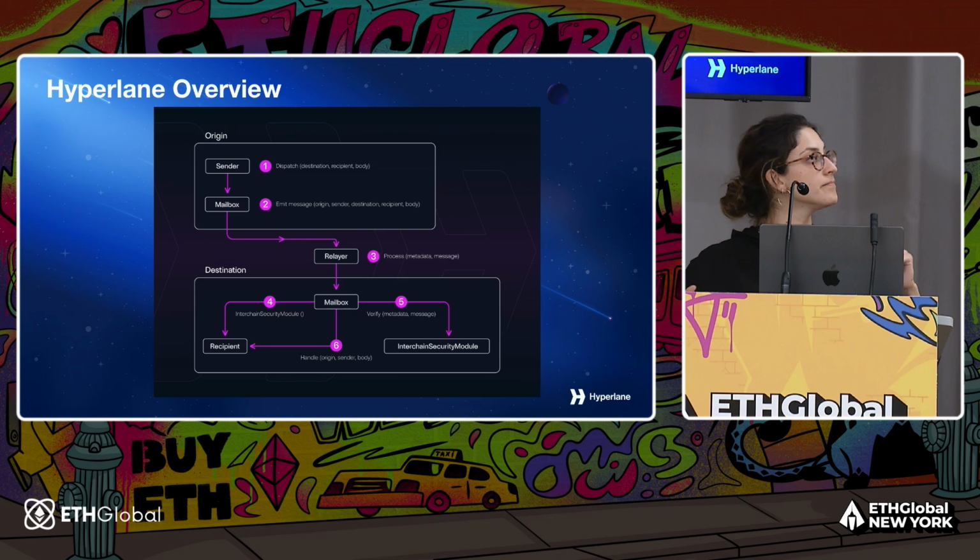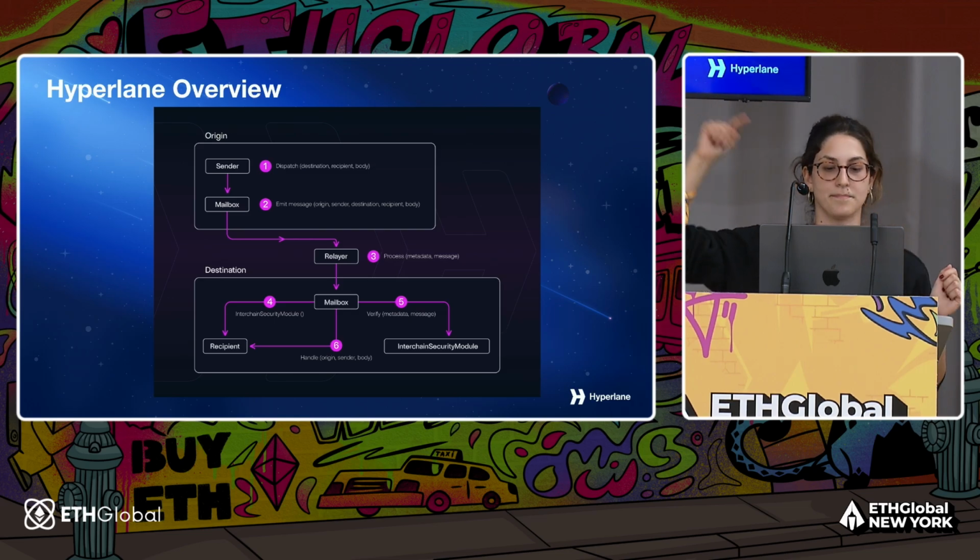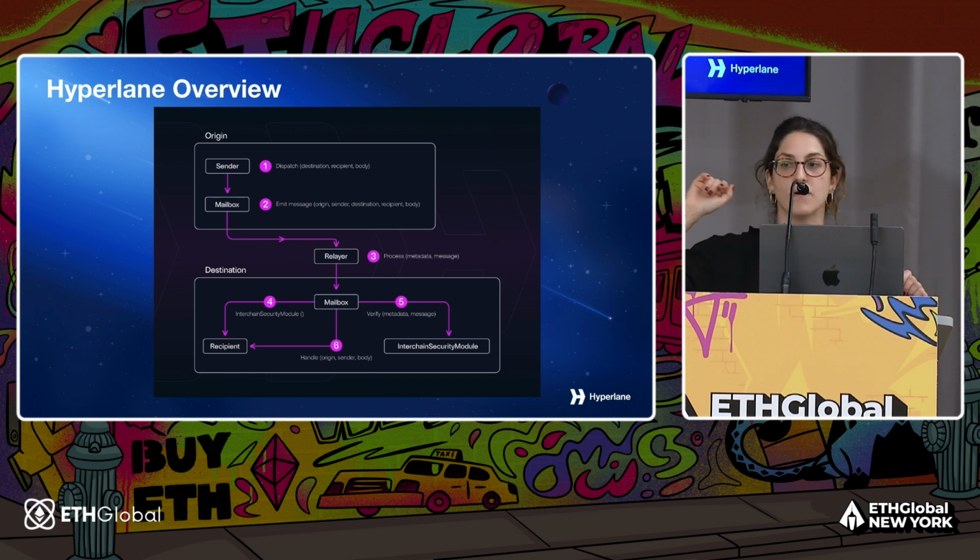So you can see over here as well, you have the Mailbox contracts on both chains. They are your interfaces into all these different networks. Where Hyperlane is deployed means where the Mailbox contracts are deployed and where the relayer runs. And you can view all this in the Hyperlane registry in the documentation.